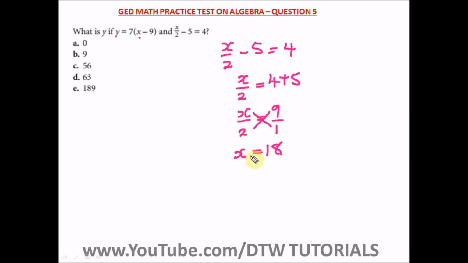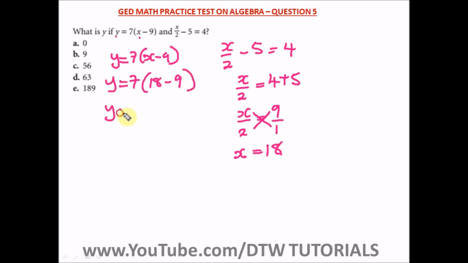The next thing is to substitute this value of x, which is equal to 18, in this equation so we can get y. So here we have y is equal to 7 bracket x minus 9 close bracket. So we have here 7 bracket, the value for our x is 18, minus 9 close bracket. Alright, so y will be equal to 7, and 18 minus 9 will give us 9.